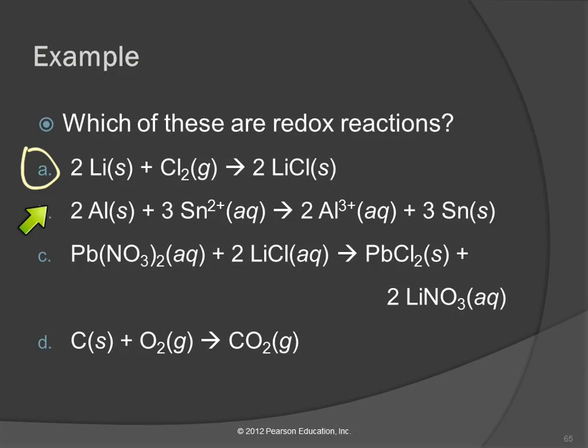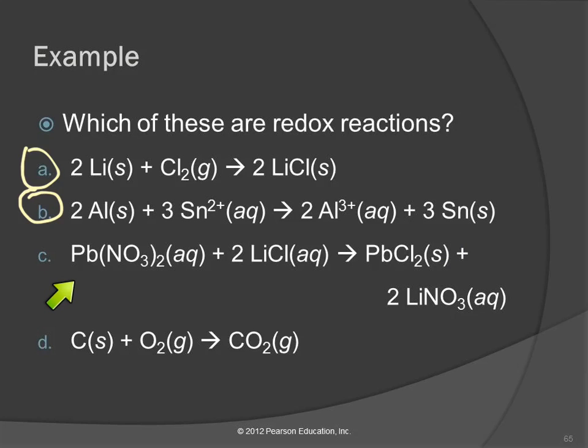How about this one? What's going on with the aluminum here? Here's aluminum, the element, and it's becoming an ion. Are electrons involved in that? Yes, they are. And here we've got tin as an ion and tin as an element. That's a redox reaction. How about C?